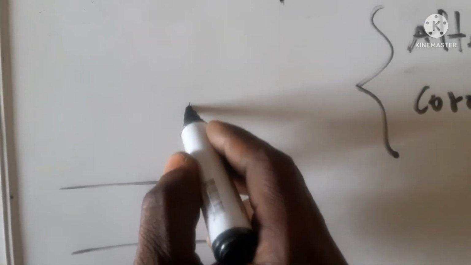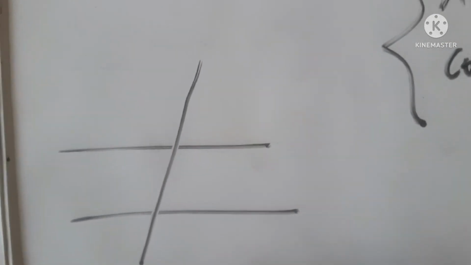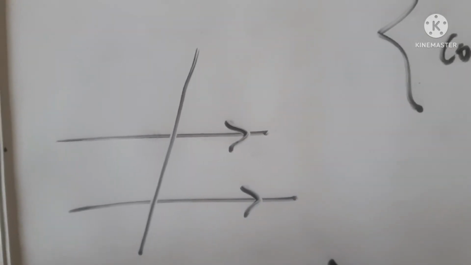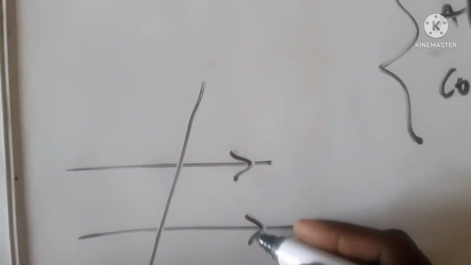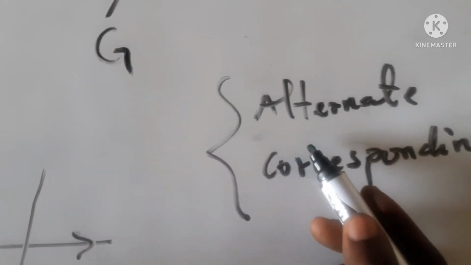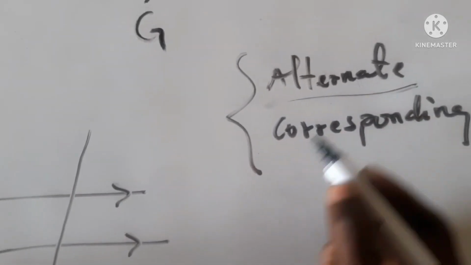Okay, if you have another road that crosses these two roads like this, right? Sometimes you can see in some books we use arrows to show that these two lines are parallel. Is that okay? Now, if the two lines are parallel, what we are going to show is that you have to determine one side of the angle that is alternate and the other one is corresponding. Now let's look at the alternate first.